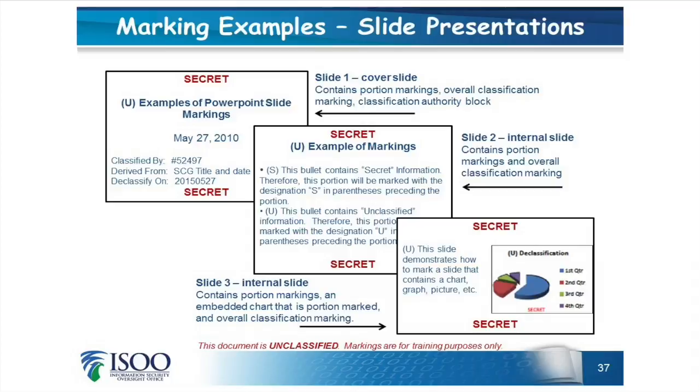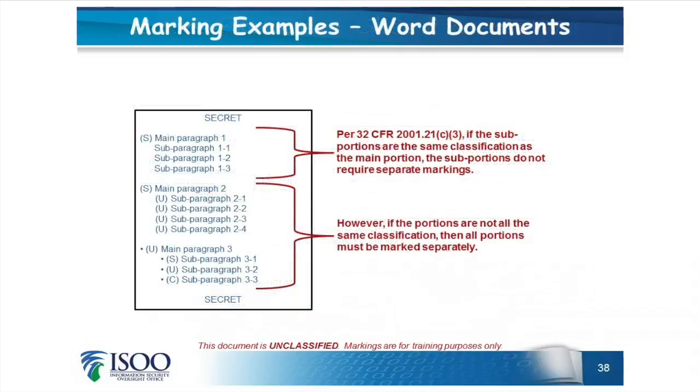Slide 3 is also an internal slide that contains an embedded chart. The text on the slide is portion marked and the graph is portion marked. The graph also is marked as an independent object, so it contains the classification of the graph itself. One note, when adding graphs or charts to a presentation, be cognizant of the classification of the underlying data that is attached to the graph or chart. Word documents are marked the same way. Portion markings, overall classification, classification authority block on the first page.